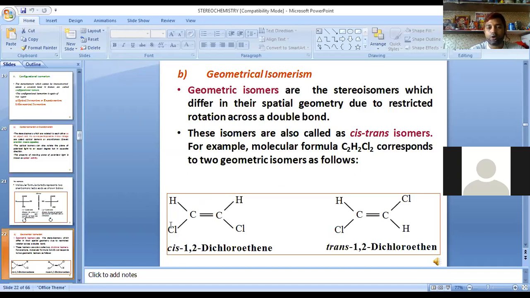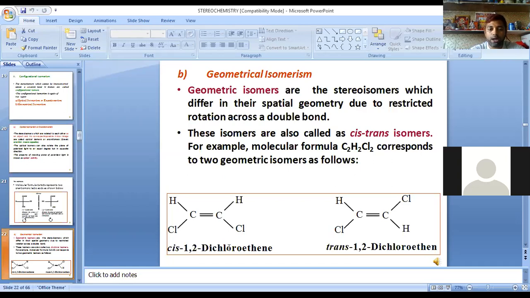There is restricted rotation across a double bond. So these isomers are also called cis-trans isomers. If the two first-priority atoms are on the same side, then it is known as the cis configuration. So this is cis 1,2-dichloroethane.